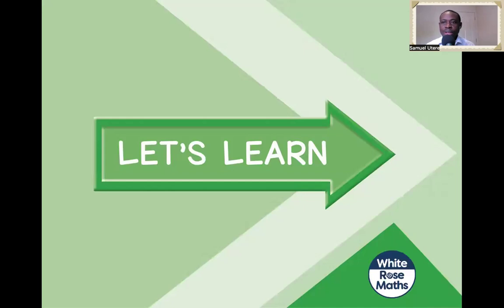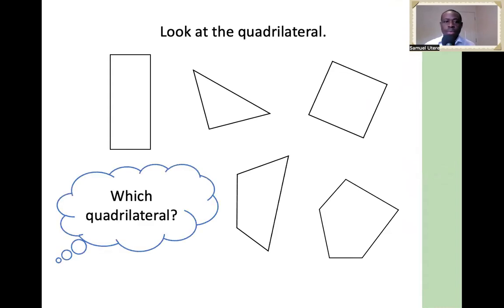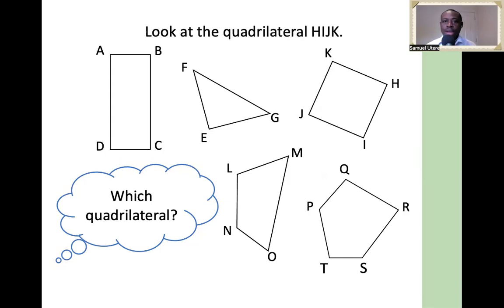Okay, let's do our new learning for this lesson. If I ask you, look at the quadrilateral, I think you would ask me which one, because we have these quadrilaterals, but I have not been specific. So you would actually be right for asking that question. Now, if I now label the shapes with letters, and then I ask you again, look at the quadrilateral HIJK, you would know that I am now very specific. So you would know exactly the shape I mean.